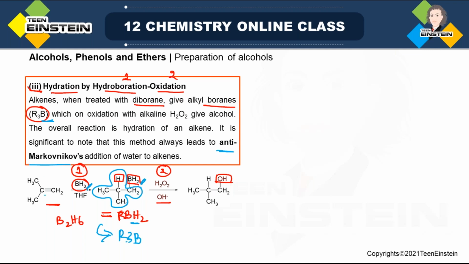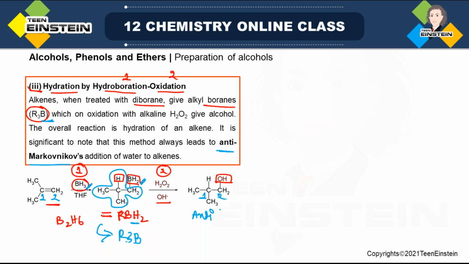But in this case, if you see this alkene, which is obviously not symmetrical, so these are carbon number 1 and carbon number 2. Now carbon number 2 is containing higher number of hydrogens, carbon number 1 is containing lesser number of hydrogens. If it is following Markovnikov rule, then HO minus should be added to carbon number 1. But if you can see in the end product, it is actually added to carbon number 2. So that is why it is anti-Markovnikov addition. And this is a very important feature of this reaction.